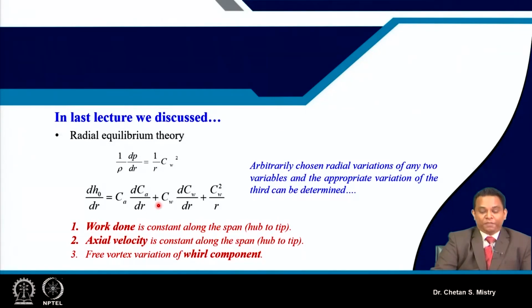So what it says is, if we consider an arbitrary variation of two of the variables, suppose the work done and the axial velocity, or suppose the axial velocity and the tangential velocity component, then based on those assumptions it will be possible for us to calculate the variation of the third component. That is the use of our vortex energy equation. Now we will discuss in detail how we move forward with our understanding for further design aspects.